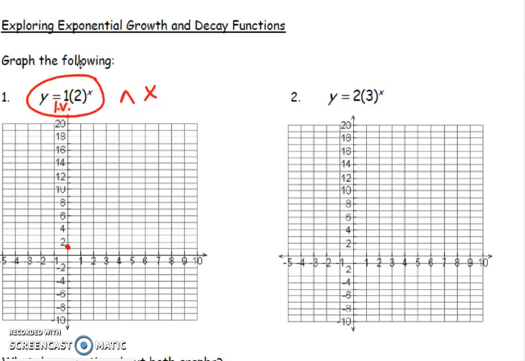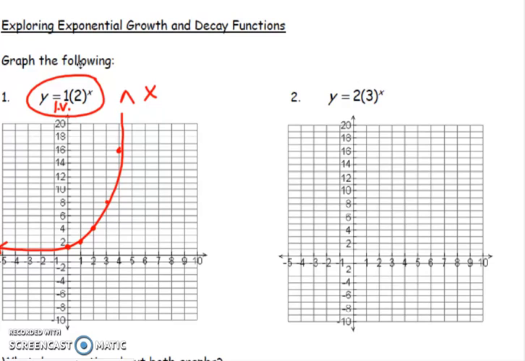So 1 times 2 is a 2. 2 times 2 is 4. 4 times 2 is 8. 8 times 2 is 16, and that's kind of all I can do. So if I connect this graph, remember it's not going to go past 0. And so that's what the graph of that function would look like.